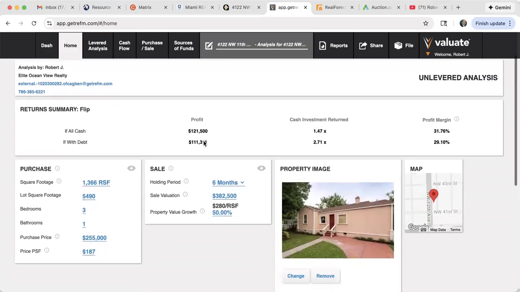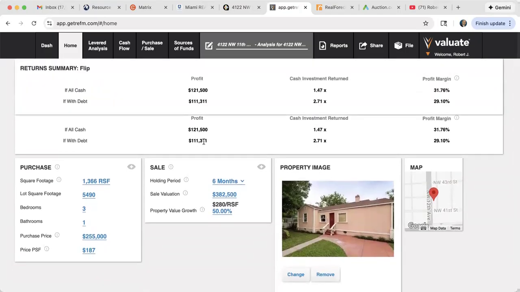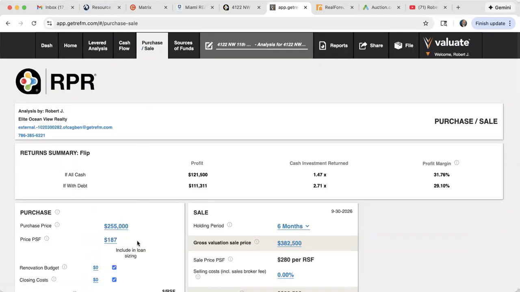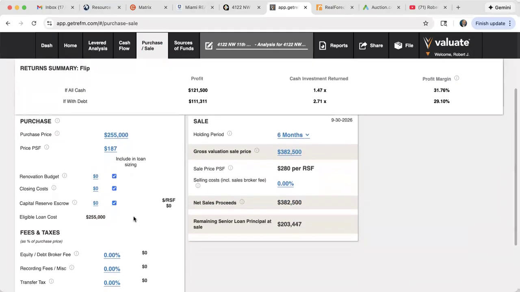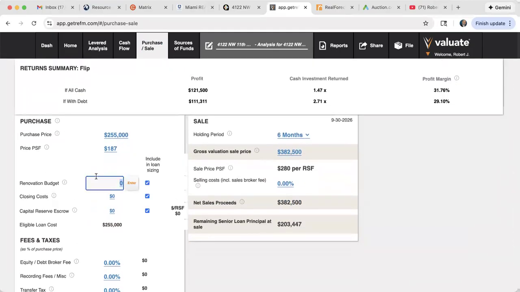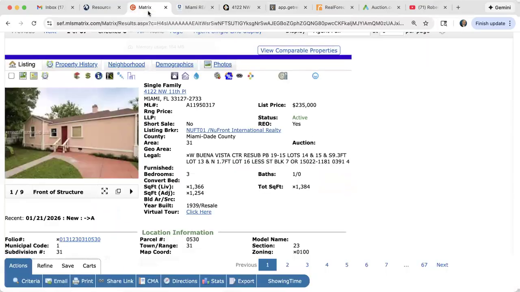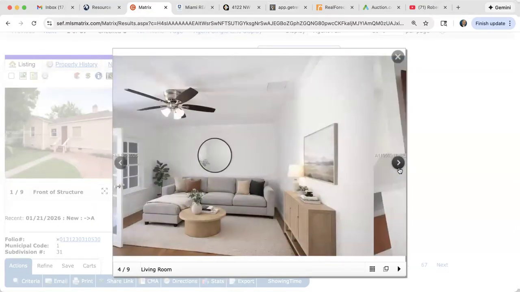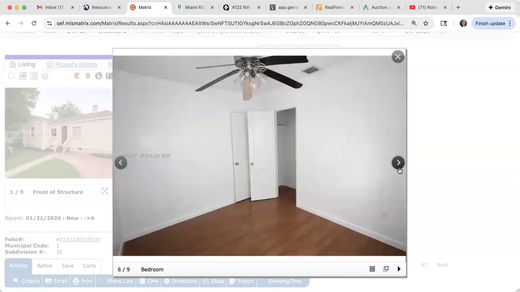All right, so we haven't entered yet how much we're going to spend to renovate the property. That is actually the next step. Okay. So right now we're gonna come over here to where it says purchase and sale. We're gonna click on purchase and sale. And then for renovation budget, we're gonna enter a renovation budget. Now, in your opinion, guys, how much money should we spend on renovating this house?